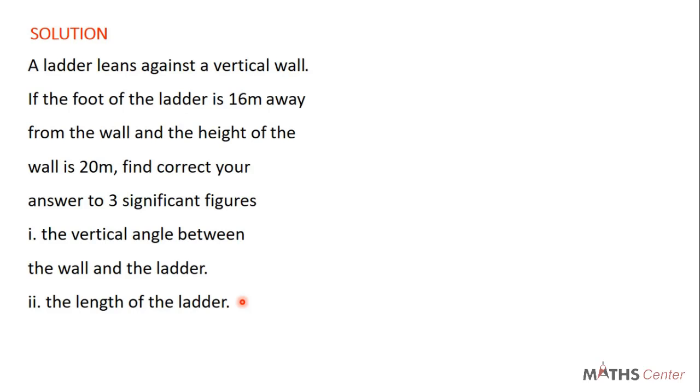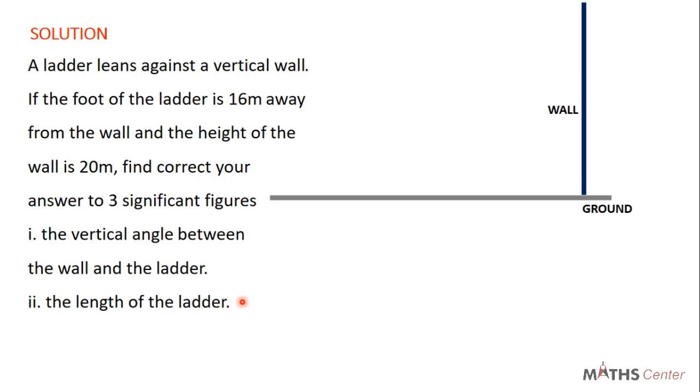So we have the question here once again. It says that a ladder leans against a wall. So that's what we are going to do. We have this as our ground level, then we have this as the wall. Definitely the wall will be on the ground. Now the question is saying that a ladder leans against the wall. So there's this ladder that leans against this wall.